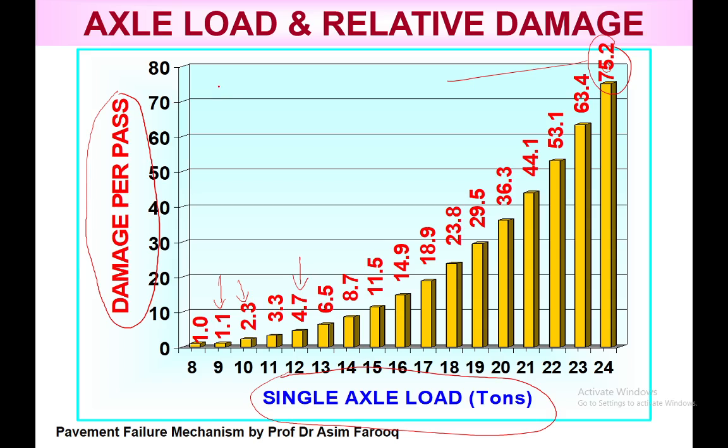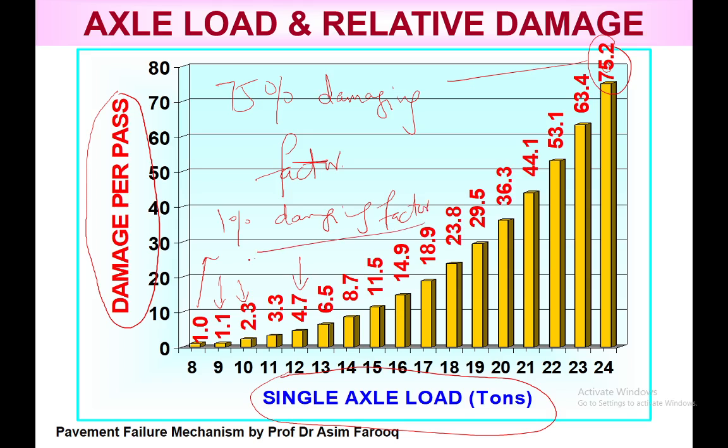So keep in mind, in simple words, if we have an axle load of 24 tons, then after repetition it damages our pavement by almost 75. So basically, when the damage per pass reaches 70 or 80, the pavement reaches its design life very quickly. So keep in mind, the higher the axle loading in tons, the more the damage per pass increases, and that will deteriorate the pavement early compared to its design life.